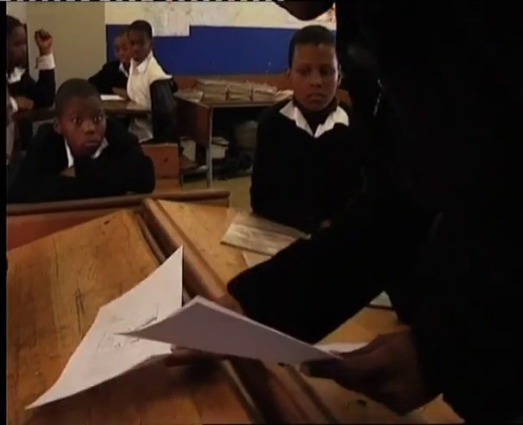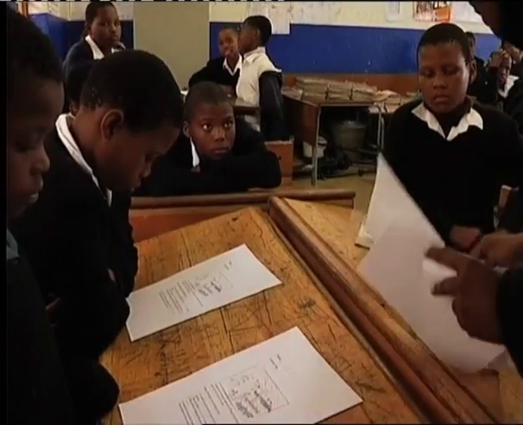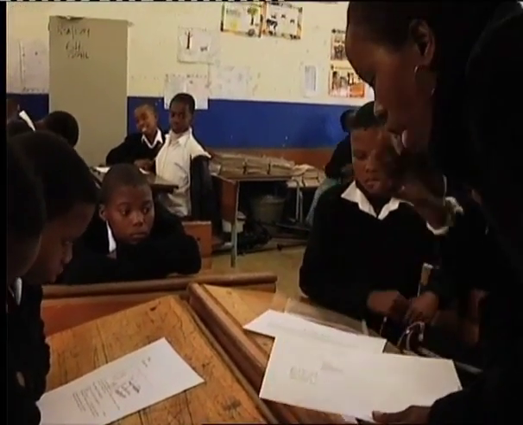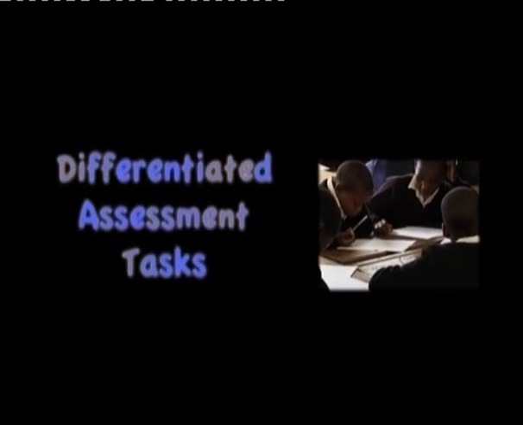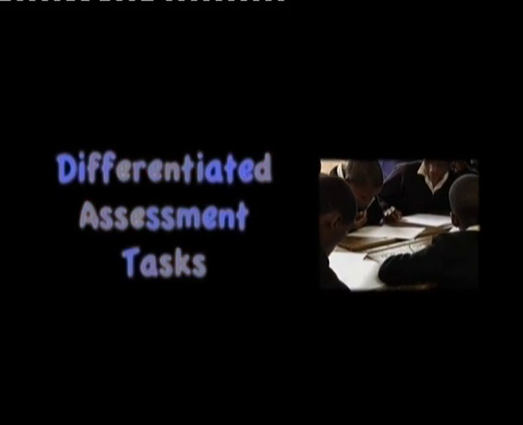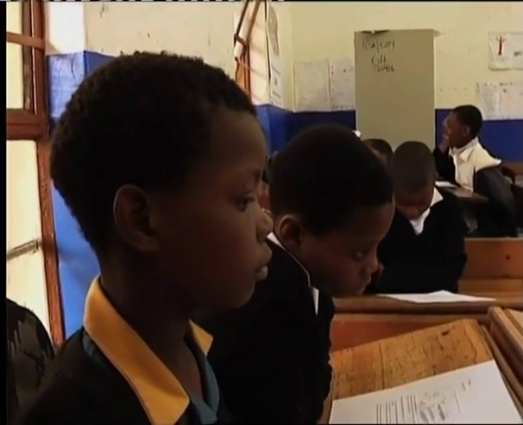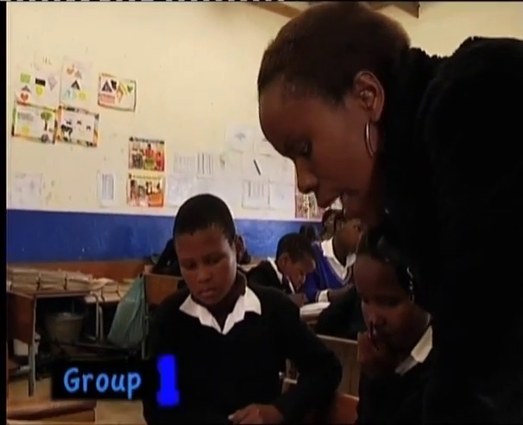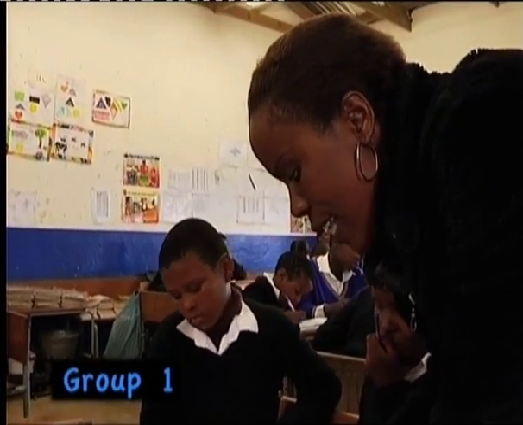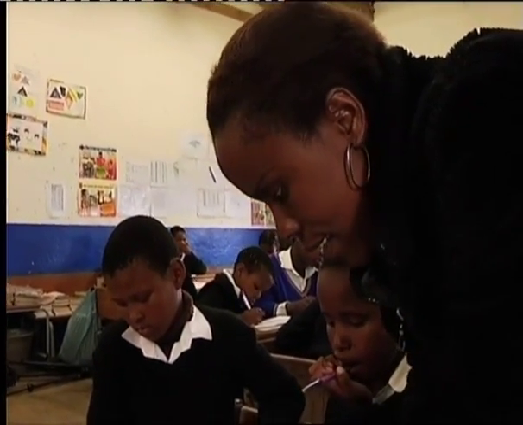Okay, group 1, this is the activity, the last activity of our lesson. Assessment tasks are differentiated. In this activity, you are to read the sentences that you've been provided, and then use the words that are given to you in order to complete the sentences.